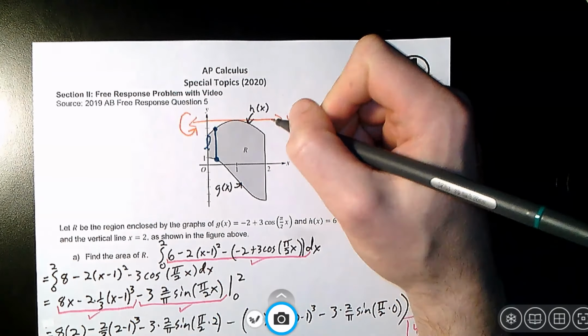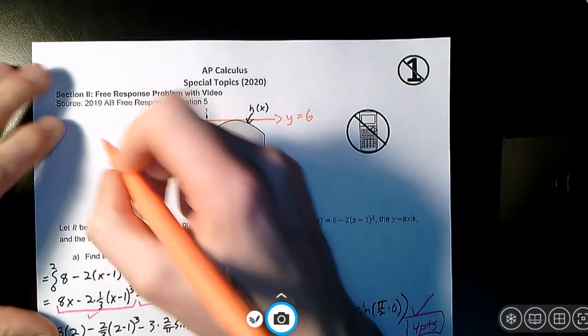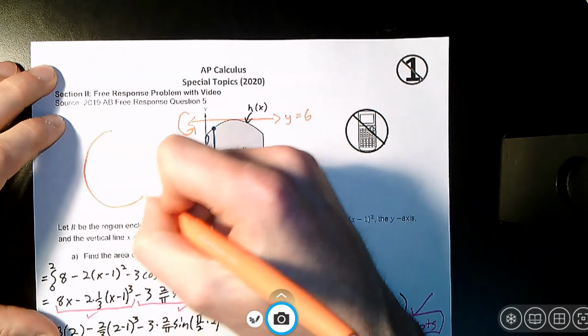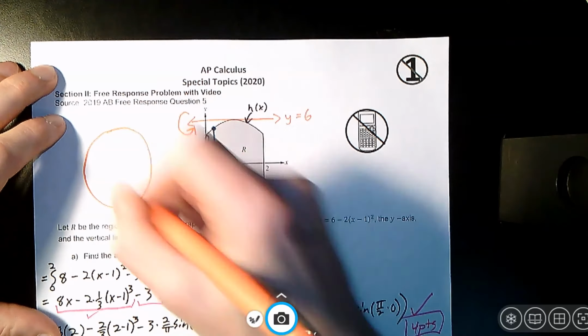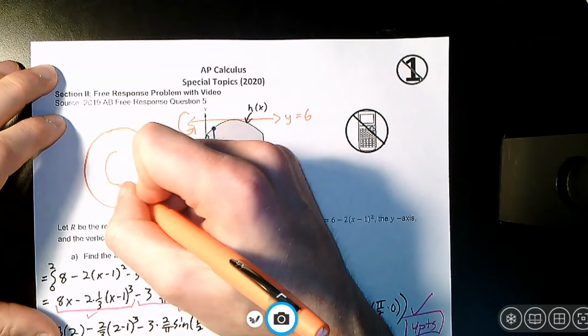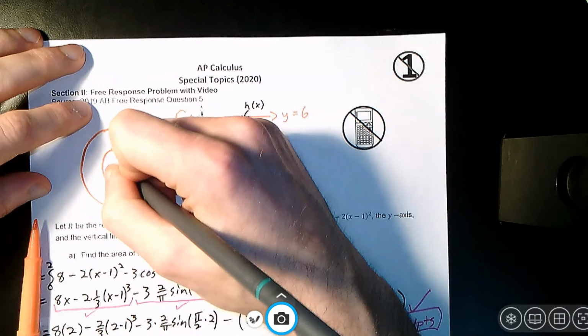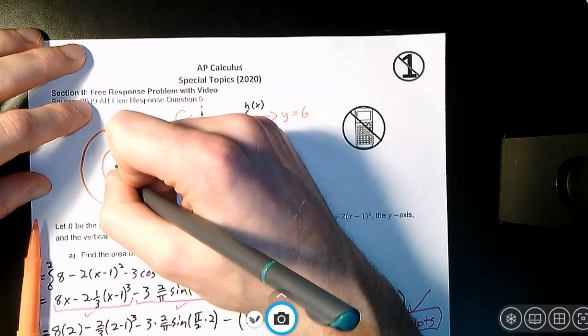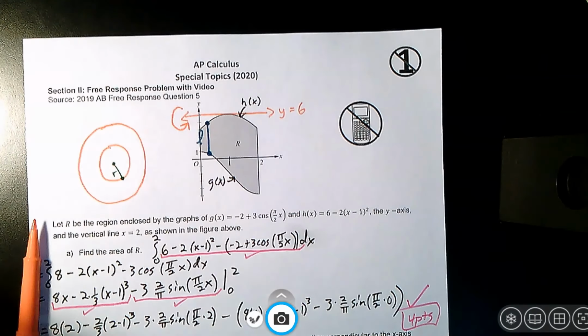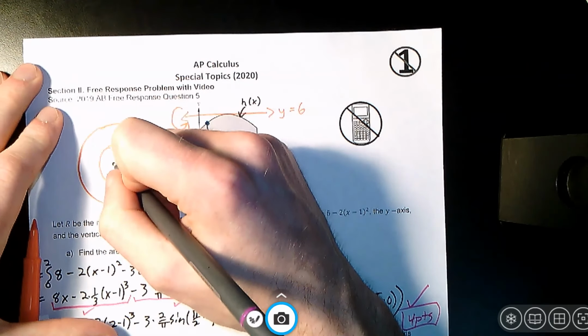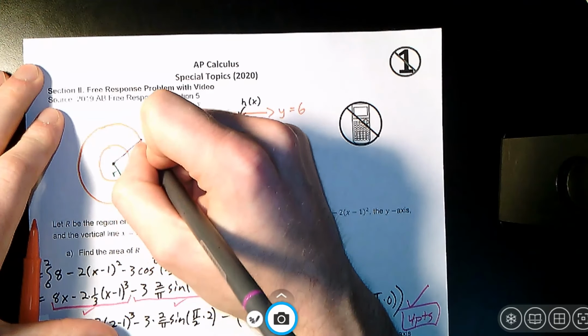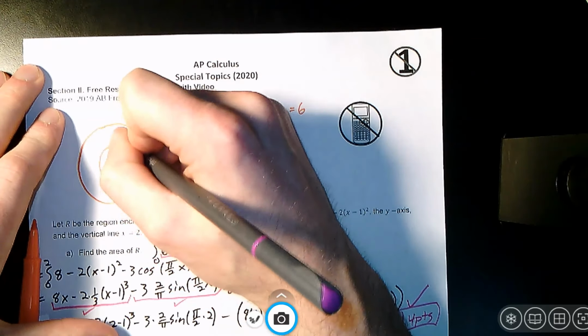So this is going to be a washer method. Remember how the washer method works. We've got a bigger outer radius, and then we're going to have a smaller inner radius. It's going to look something like this, where we have a little r on the inside, and then we have a big R that goes all the way to the outside.